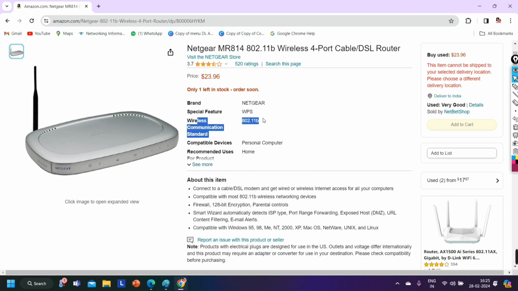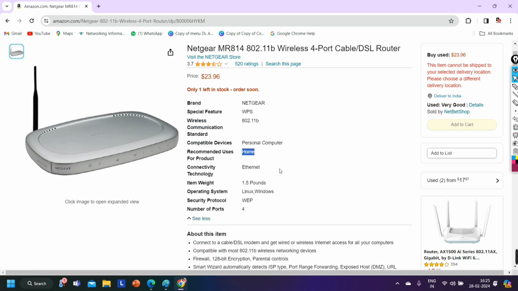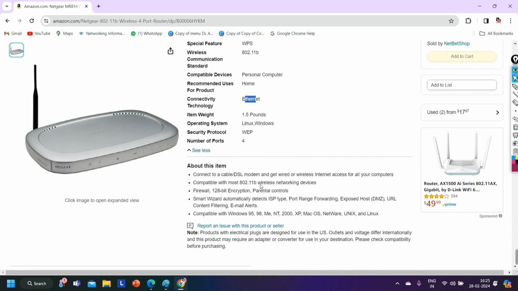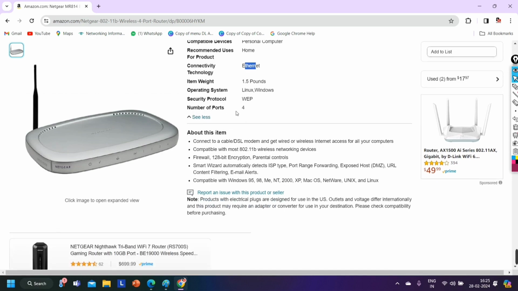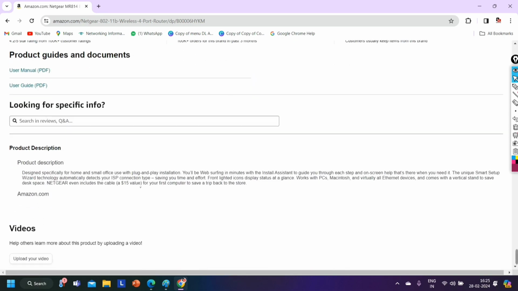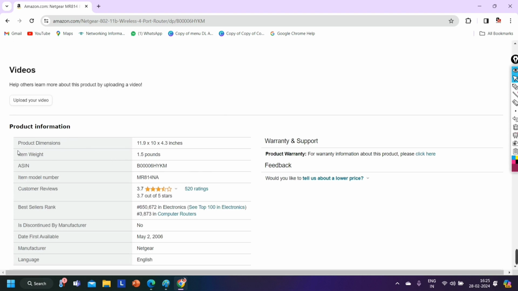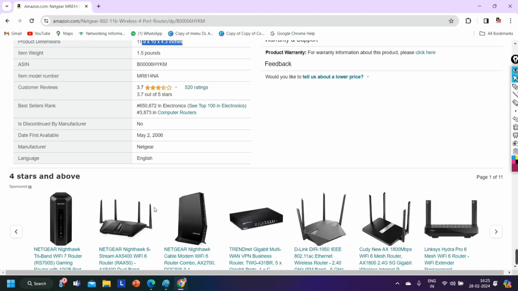So it operates on 802.11b compatible devices. Personal computer, you can use it for home purposes, right? Again, it is not for enterprises. Connectivity technology, Ethernet, what power is required, the security protocol. We will discuss the security protocol, don't worry. So you can read the description, the size of your AP, right?